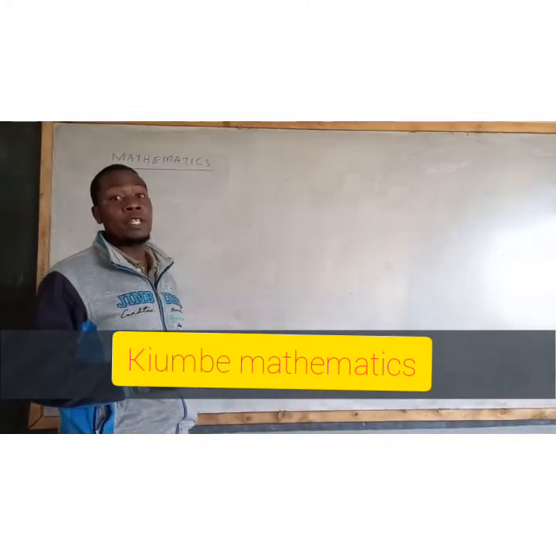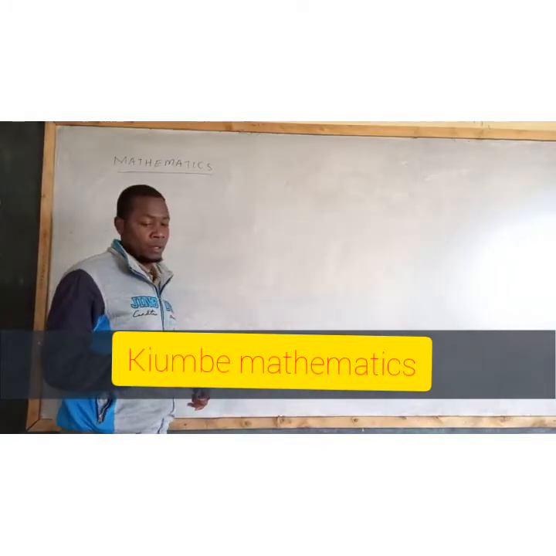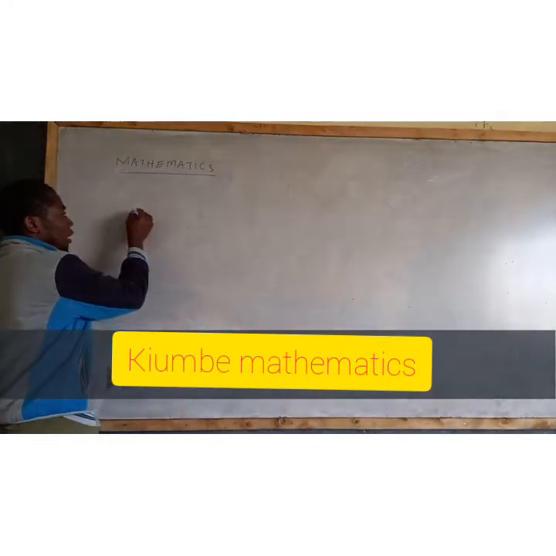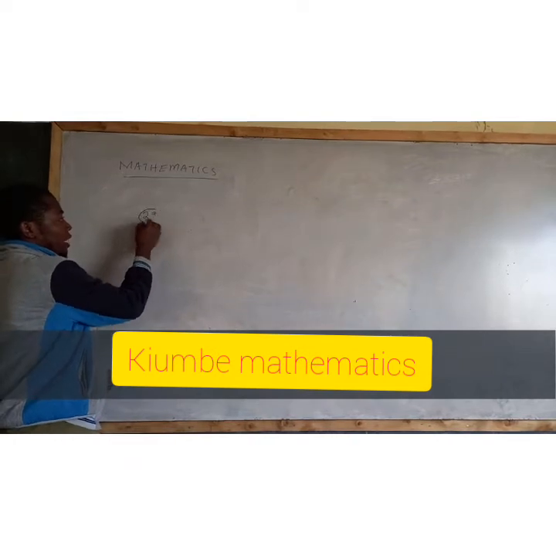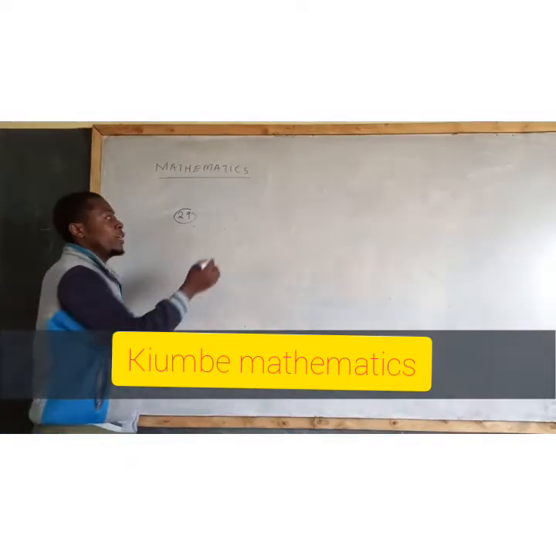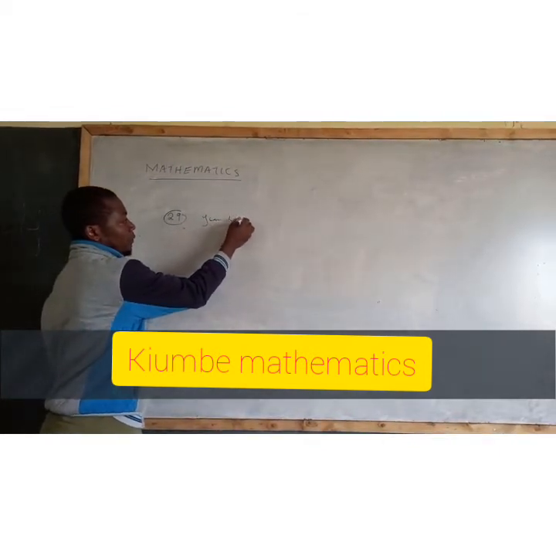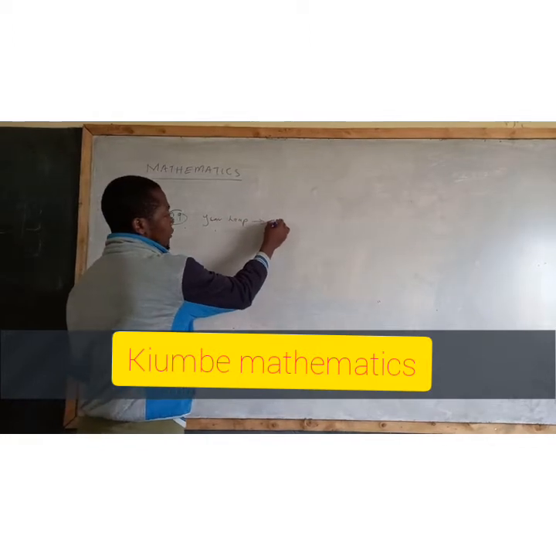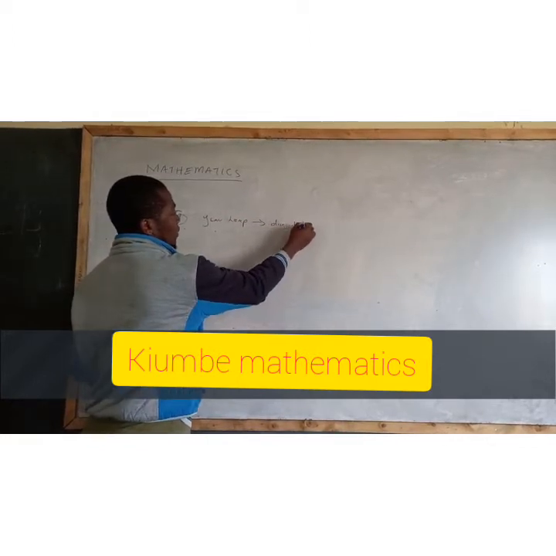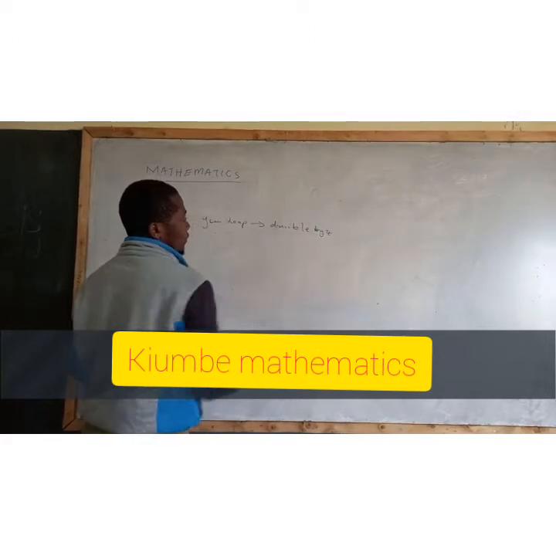One, you should know that in a leap year, February has 29 days. And how do you identify a leap year? It must be divisible by 4.